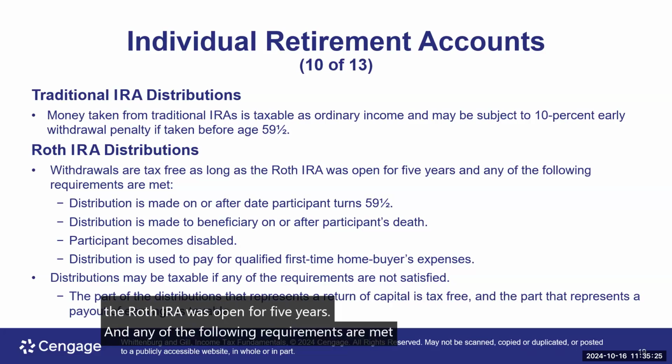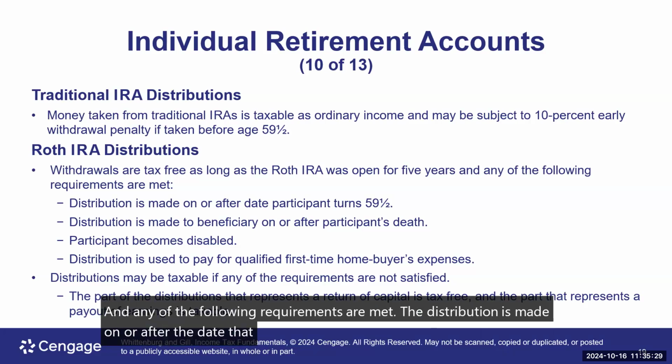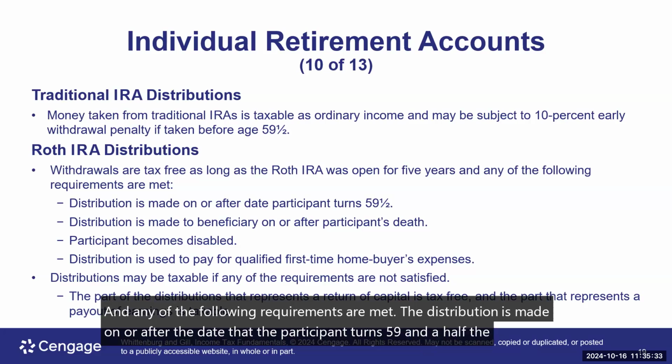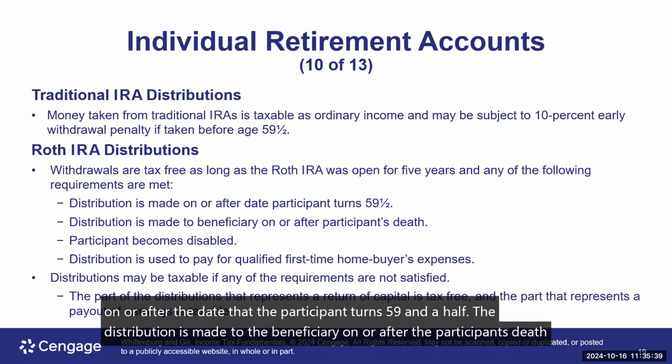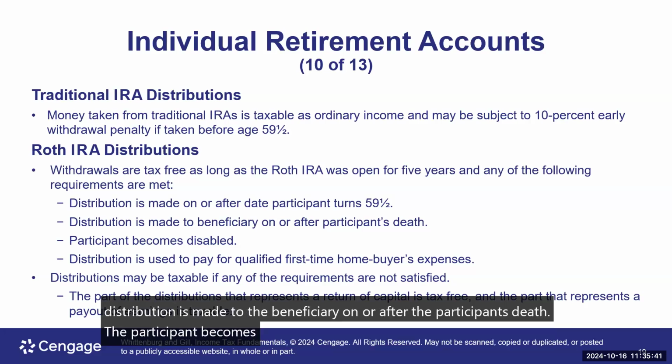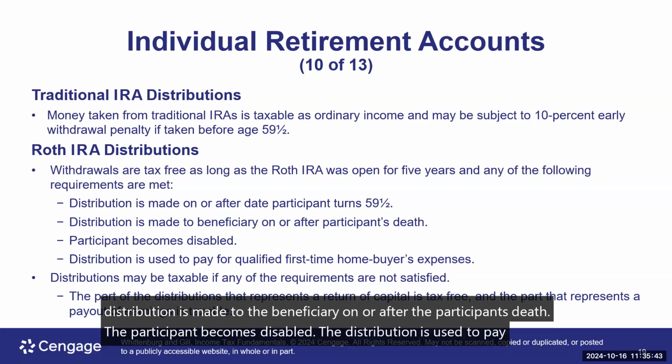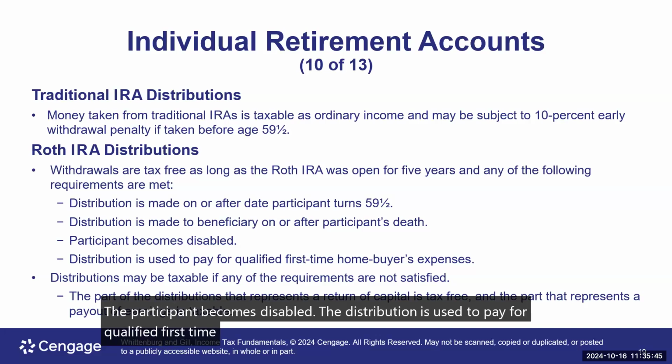The distribution is made on or after the date that the participant turns 59 and a half. The distribution is made to the beneficiary on or after the participant's death. The participant becomes disabled. The distribution is used to pay for qualified first-time home buyers' expenses.